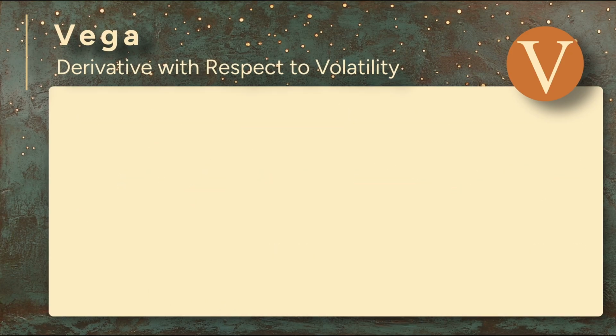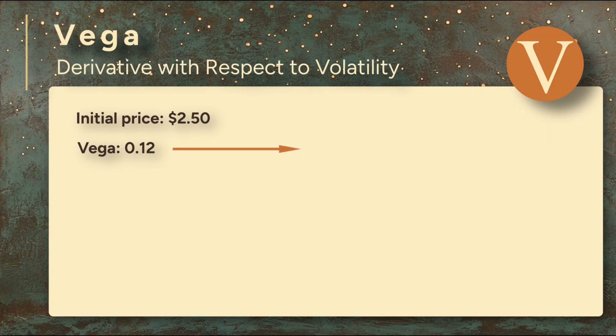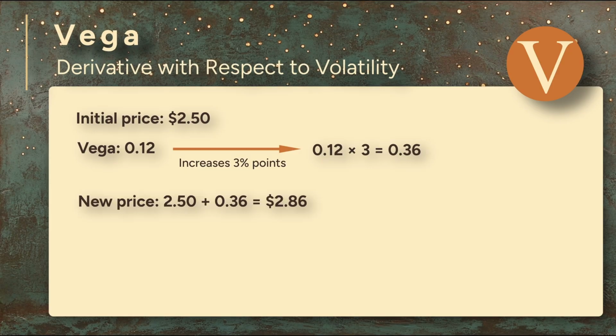For example, suppose you have a call option worth $2.50 with a Vega of 0.12. If your volatility estimate rises by 3 percentage points, the option's value will change by about 36 cents. So the option would now be worth roughly $2.86 if nothing else changes.